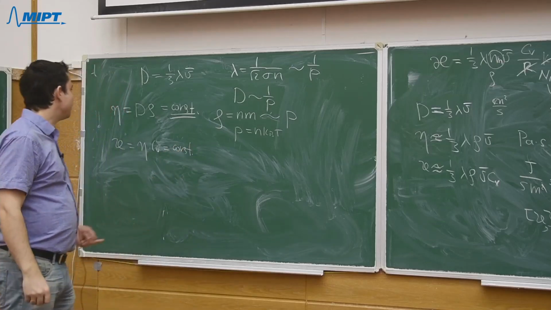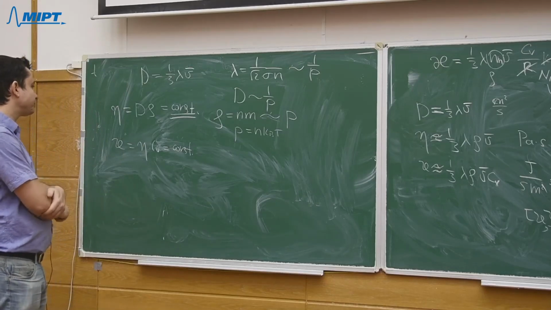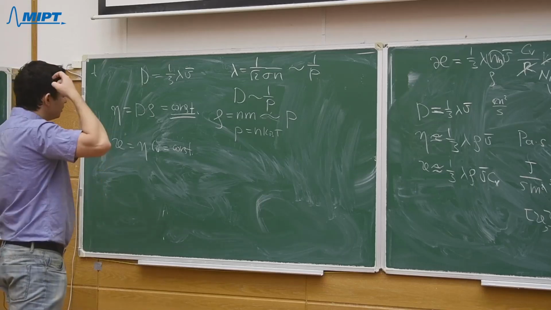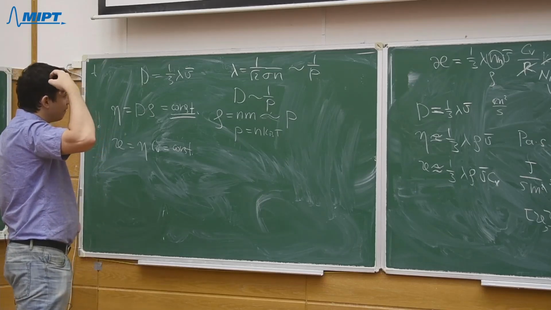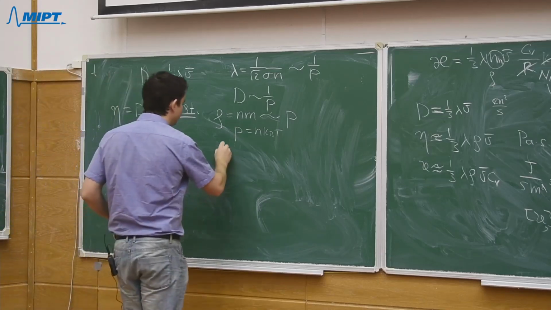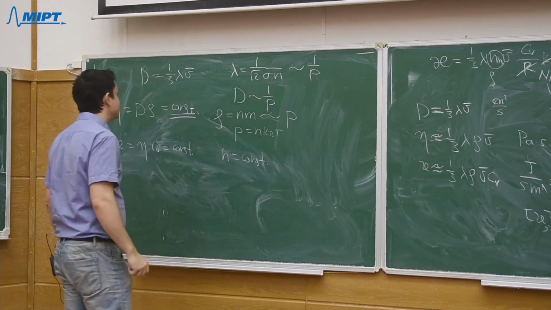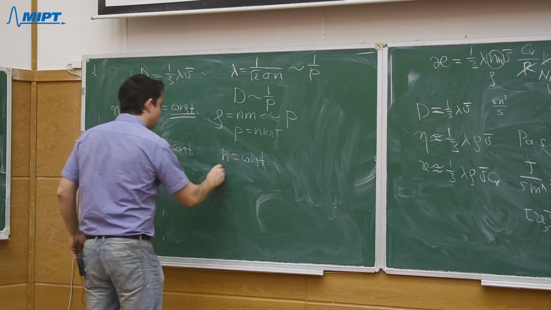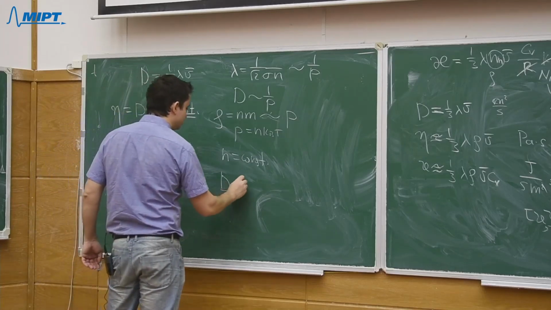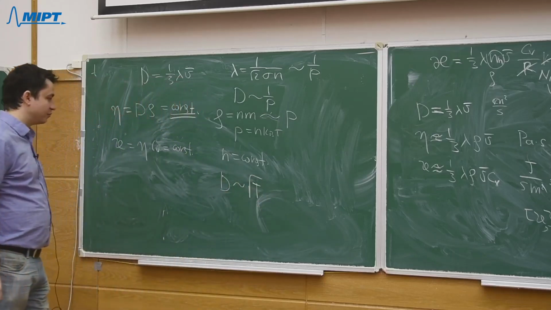But what will happen if I change temperature while keeping, for example, pressure constant? If I change temperature while keeping pressure constant, well, it becomes slightly more complicated. Let's say we keep the number density constant. Then lambda would remain the same while the V would change. And as we know, average speed is proportional to square root of T.